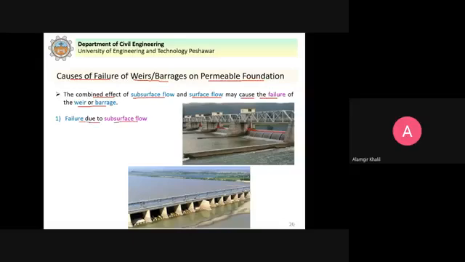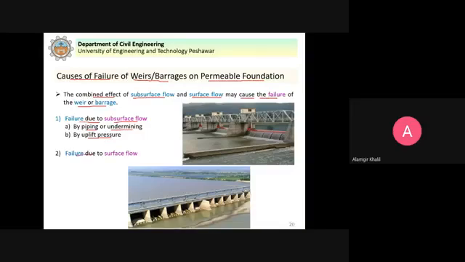Failure due to subsurface flow by piping or undermining, by uplift pressure. Failure due to subsurface flow means that the water flows below the surface of the bed of the channel, the river, or we can say below the foundation of these structures. So the failure can result due to piping and uplift pressure. So we have to provide safety against this subsurface flow.